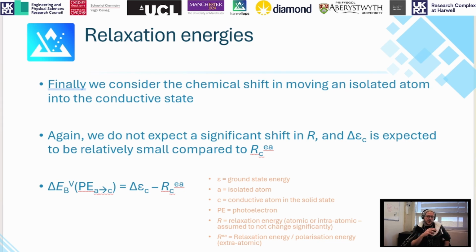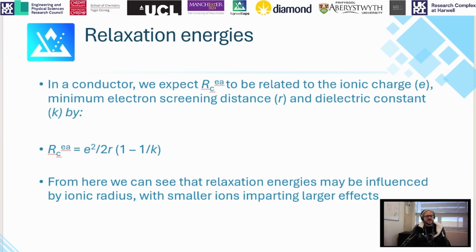But we've now got this equation where the shift in binding energy relative to the vacuum for the photoelectron when going from an isolated atom to a conductive solid is equal to this delta epsilon c, the change in the initial state energy when going to a conductive state, minus the extra-atomic relaxation energy going into this conductive state, which is again expected to be the dominant factor in determining these shifts.